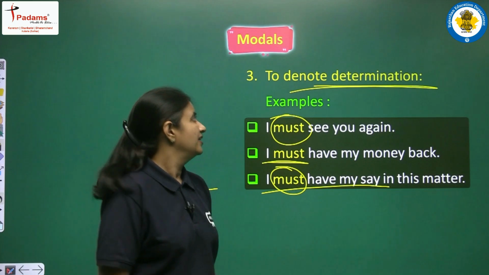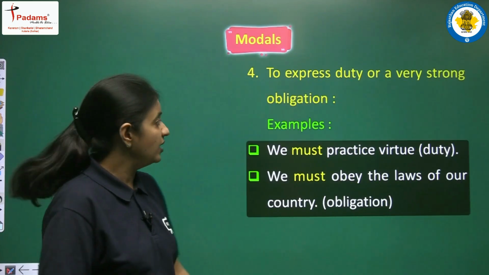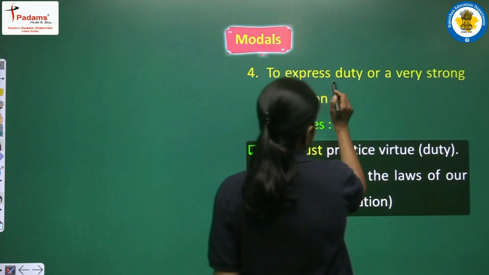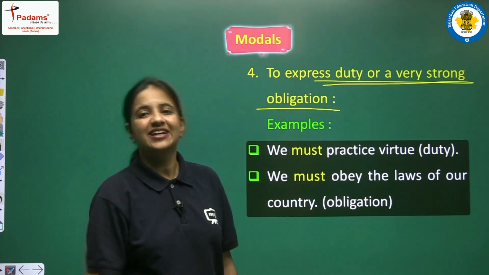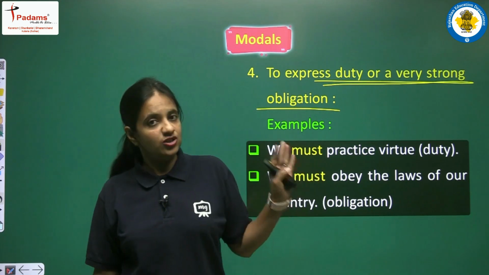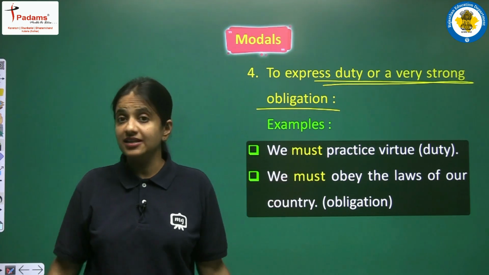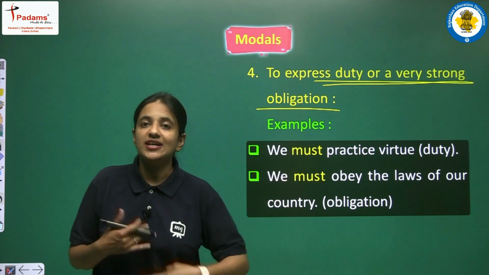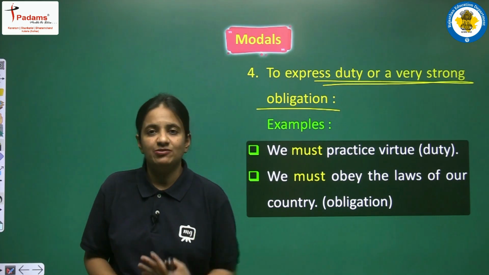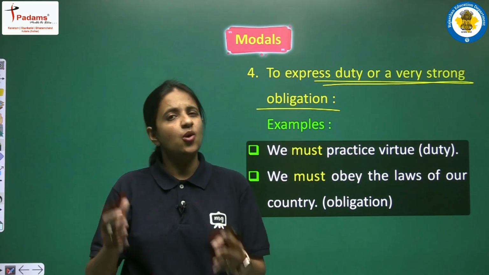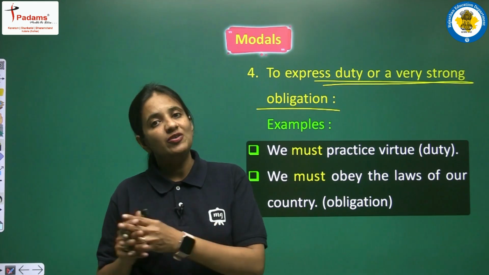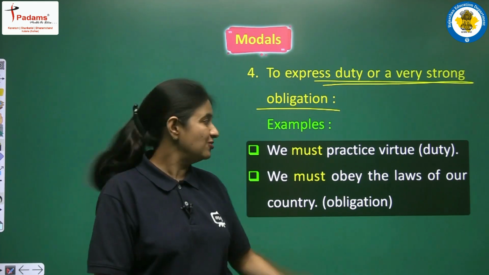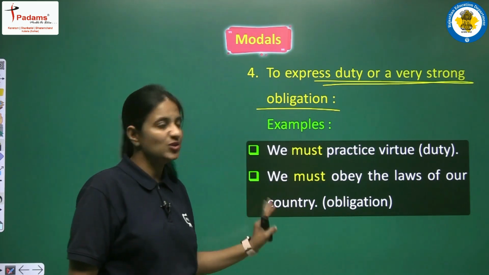Okay. Next, another use of must, so let's see, it is used to express duty or a very strong obligation. Again we have the same things. So students, just learn this: whenever we are trying to express our opinion, or whenever we are trying to express our things in a very strong, very determined manner, we always have to use must. Okay, so again some examples are here, so let's read.